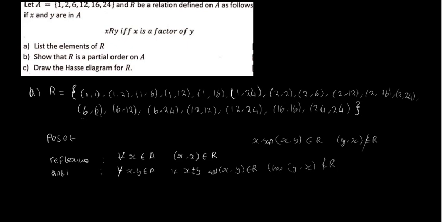Then transitivity. What transitivity means is that if you have x, y, z being members of A, and x comma y is a member of R and y comma z is also a member of R, then what we should have is x comma z being a member of R.